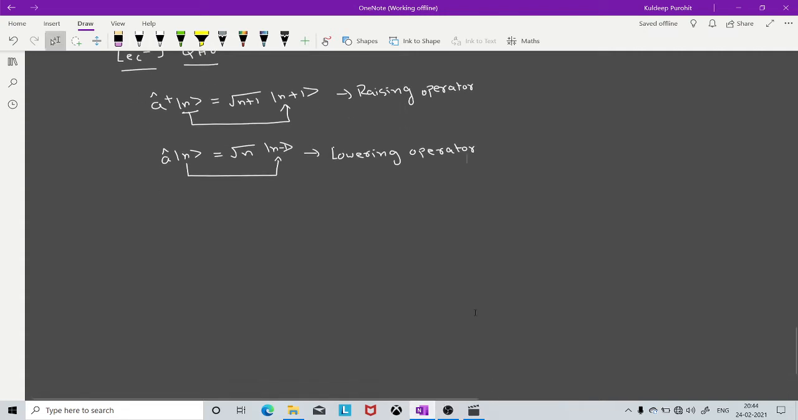What will happen when the combination of a dagger and a operates on a state n? If a dagger a operates on state n, what do we get? First of all, we keep a dagger outside and operate a on n. So this is equal to a dagger into, when a operates on ket n, root of n into ket n minus 1.